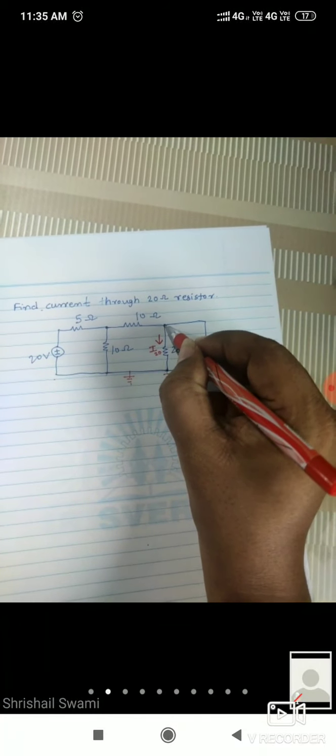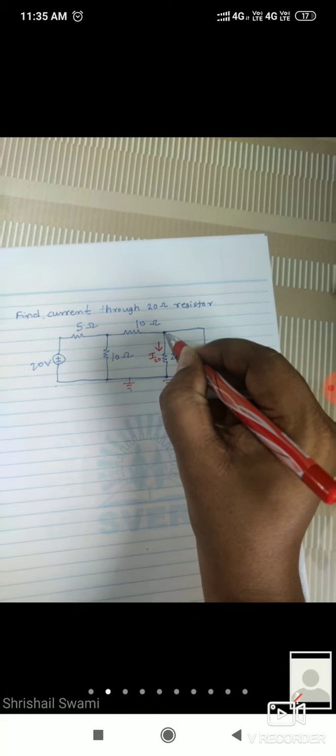So ground is nothing but 0 volt. If I know the voltage at this point, then I can get the answer of this I20, because the resistor value is given. If we find out this voltage using node analysis, then we will get the answer of current passing through 20. So my aim is what? To find out this voltage.